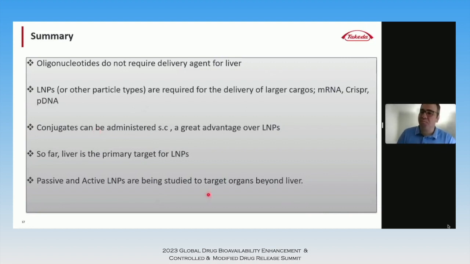And the liver is the primary target for most of the LNPs so far, whatever the cargo is. But there are ongoing efforts and developments in the clinic to actively and passively send these LNPs to the different organs.